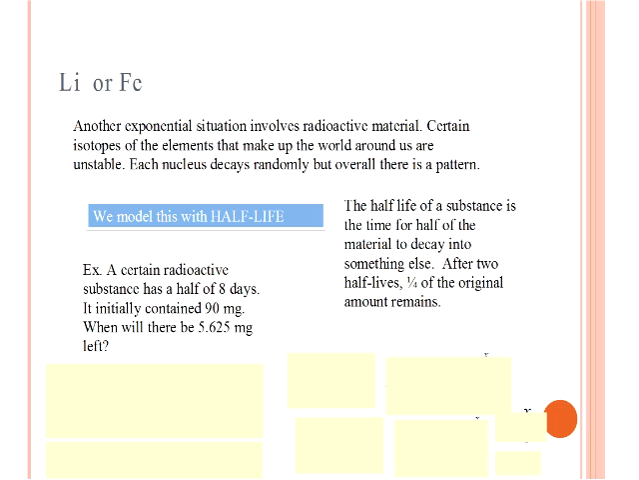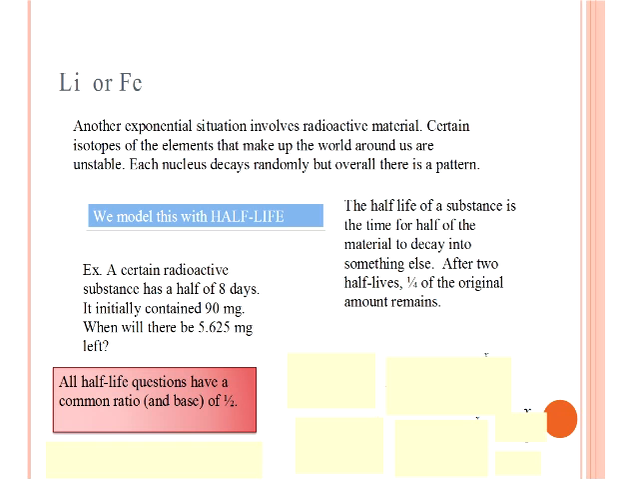If we look at an example here, a certain radioactive substance has a half-life of 8 days. If it initially contains 90 milligrams, then there will be 5.625 milligrams left. Well, again, I can model this with an equation, and all half-life equations have a base of a half because the data is halving each time. So I started with 90, and the period is the half-life value, that's the 8, in this case 8 days. And so I'm going to plug in y equals 5.625, and isolate the power.